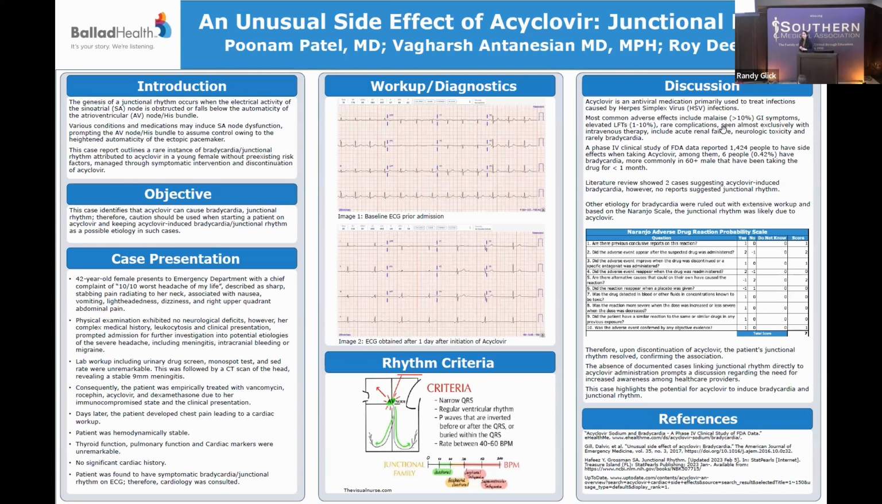I personally did not, but I was there when they did the lumbar puncture. The ED physician did that, yes.